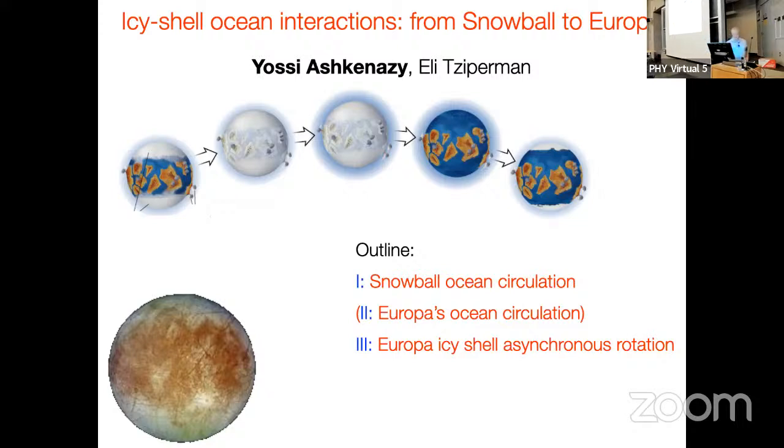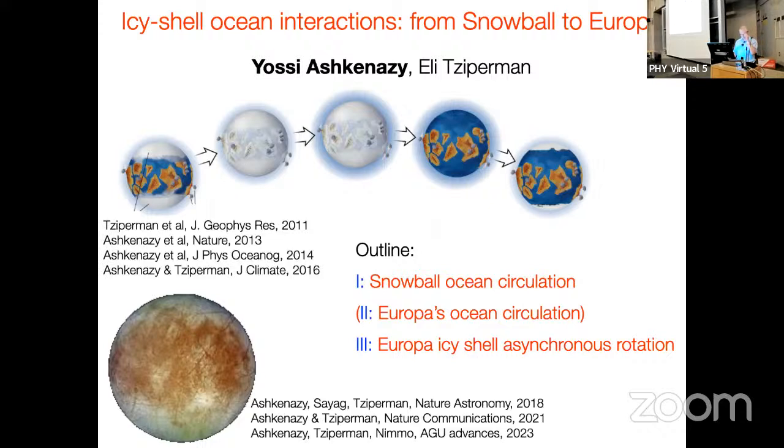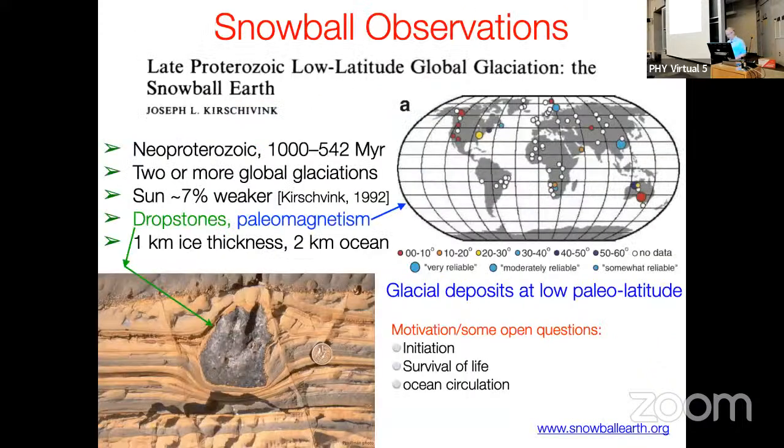So let's see what you see here. This is work with my very, very long time collaborator, Yossi Ashkenazi. So this is snowball Earth. You see the Earth freezing gradually and then exiting snowball Earth. We'll talk about when that happened and so on. And then this is Europa, the moon of Jupiter. So I'm hoping to talk about both different elements of that. We've done work on this for the last 10 plus years. Let's start with snowball.